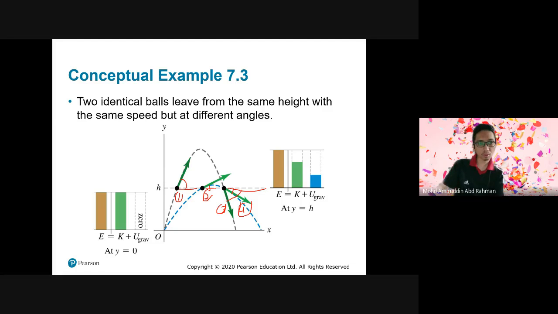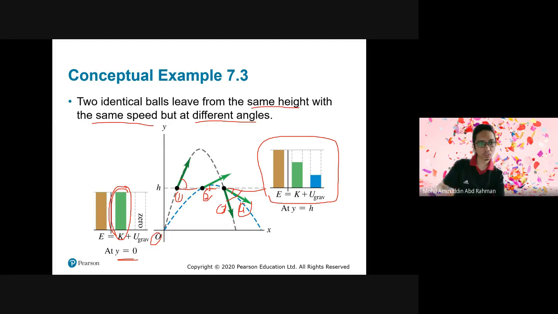So over here, at y0, the potential energy. Let's say it is released from the same height with the same speed but at a different angle. So that means that the kinetic energy is similar at this point, at y0. But at this point, h, we have this one.